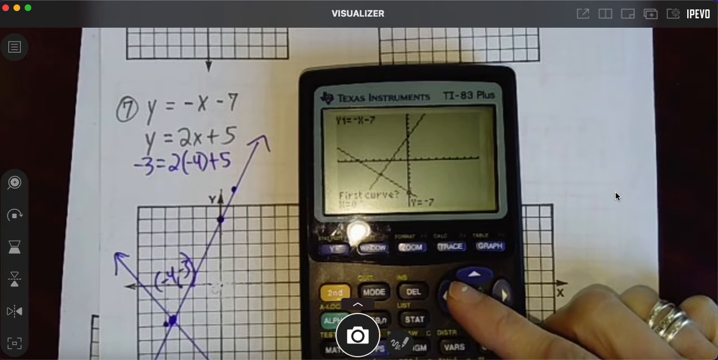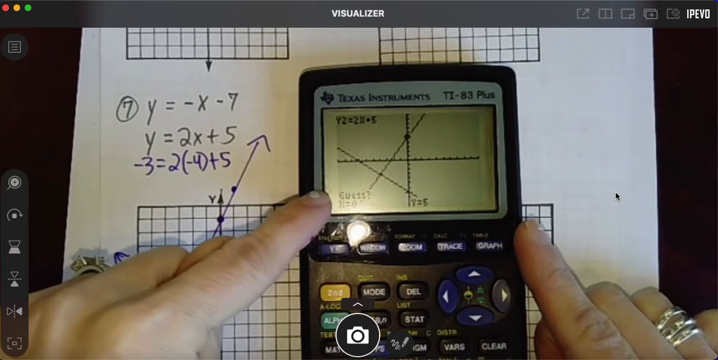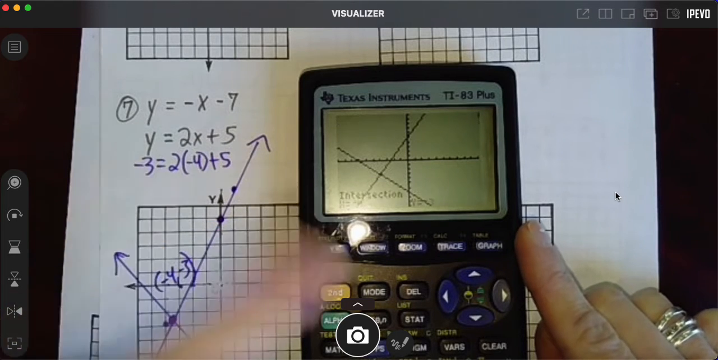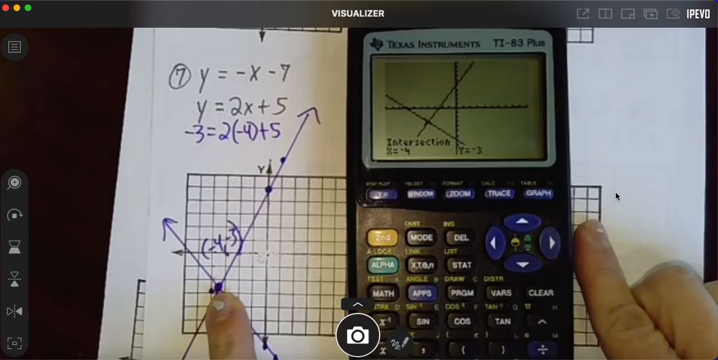Now it needs us to help it calculate. Enter. See, it's asking little questions. And then enter. And now it is negative 4, negative 3. So see, mine looked like it was that, but I couldn't quite tell for sure.